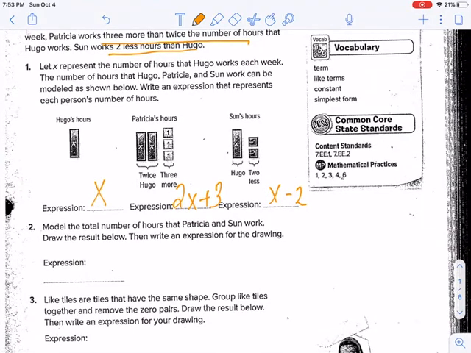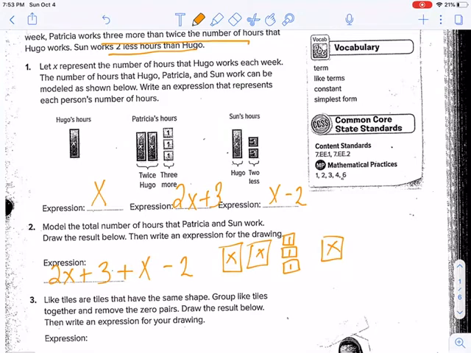Model the total number of hours that Patricia and Son work. Draw the result below. So remember, we had Patricia at 2x plus 3. And if we're going to add that to find the total with Son, it was x minus 2. So to draw that, you would have an x, 1, 1, 1. That's for Patricia. And then we'd have an x, and then we have a negative 2. So a negative 1 and a negative 1 there.